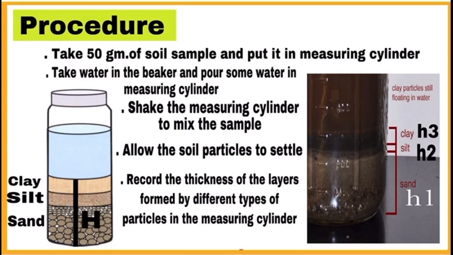After this, record the thickness of the layers formed by different types of particles in the measuring cylinder. See the diagram. H1 is the thickness of sand, H2 is the thickness of silt and H3 is the thickness of clay. Also note the overall thickness of the sediment which is represented by capital H in the diagram.